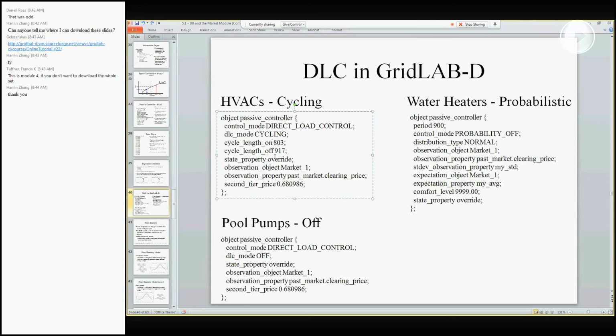As soon as it sees a price coming from the market that happens to be above this price. This price, in the way that we've designed it, is equivalent to the critical peak pricing. So as soon as it sees a critical peak price or anything above this price right here, then it will activate this cycling mode. So again, it's looking for a specific market, and in this case, we're looking at the past market clearing price.